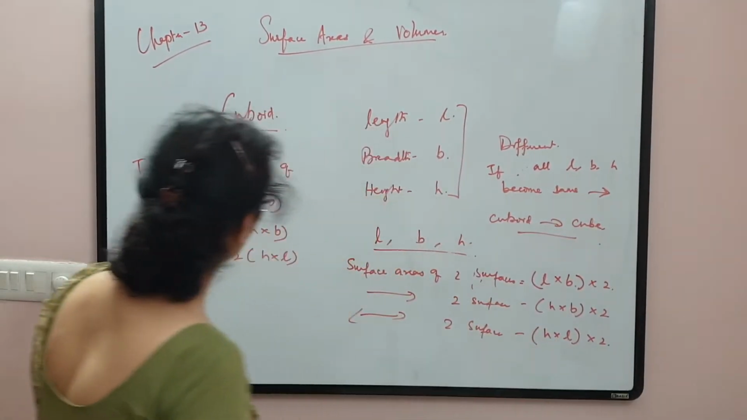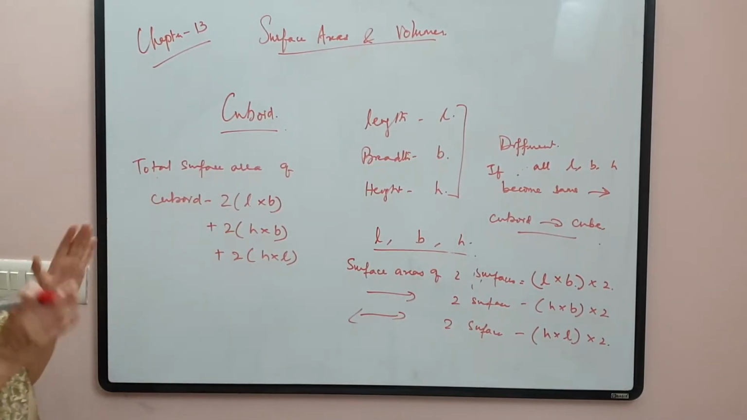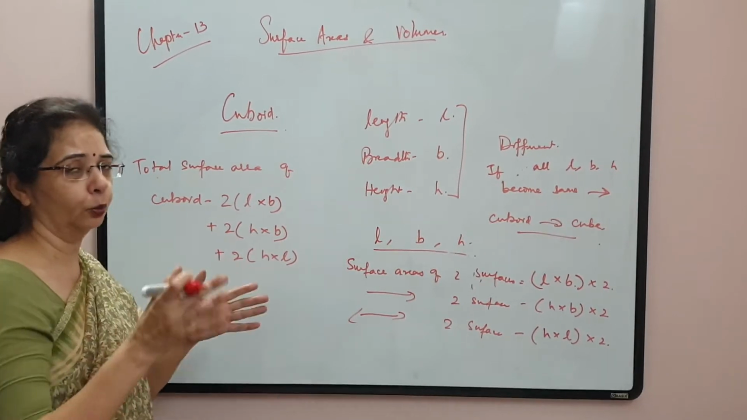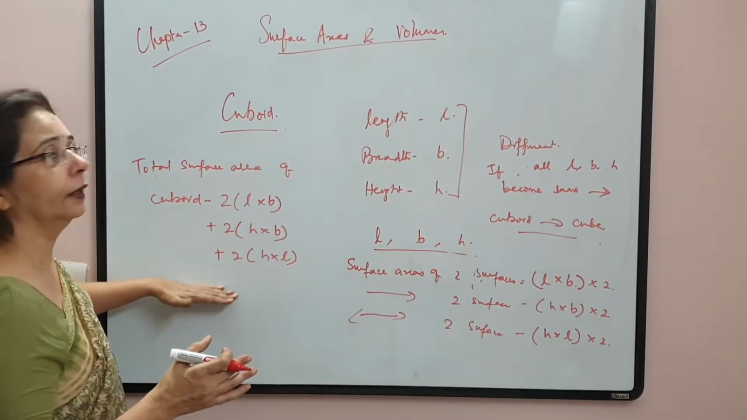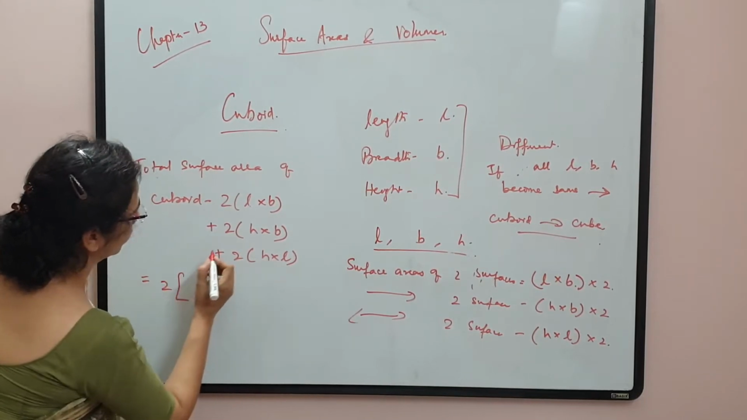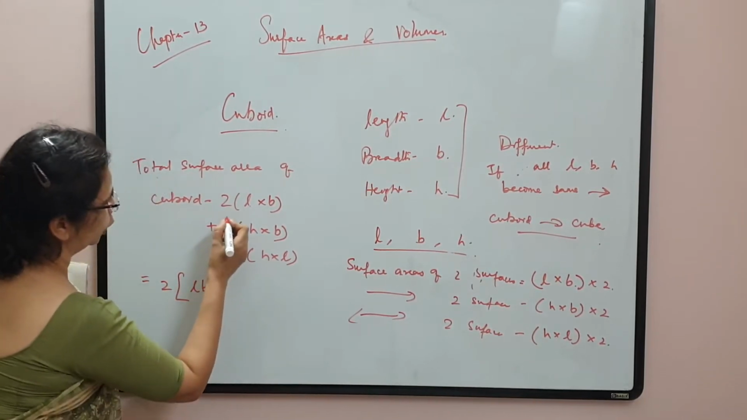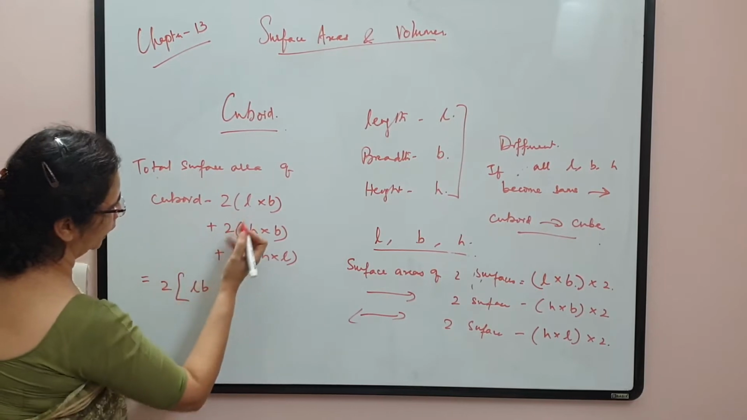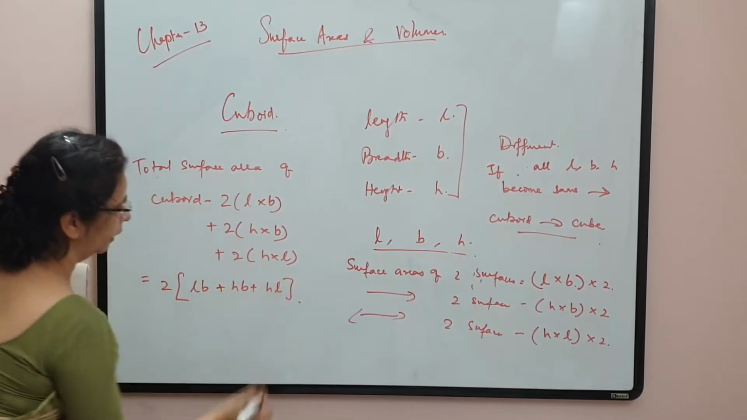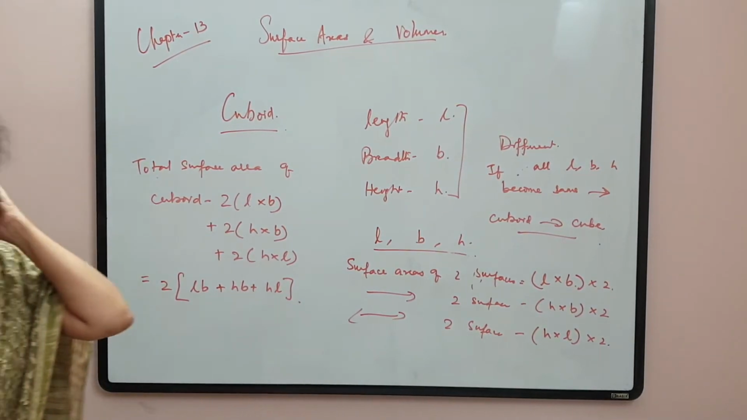Okay? So each variety has a duplicate in a cuboid. That is why all of them are twice. So what do we get with this, children? We'll take 2 outside: 2 times LB plus HB plus HL. Right? This is the surface area of a cuboid.